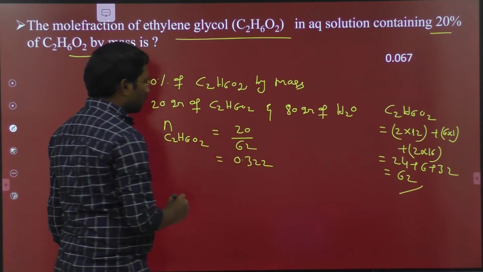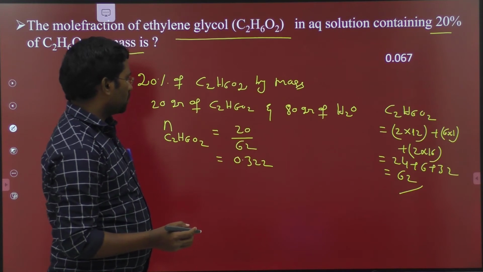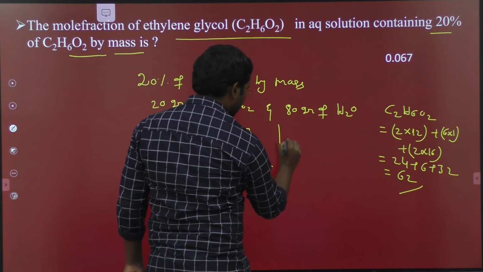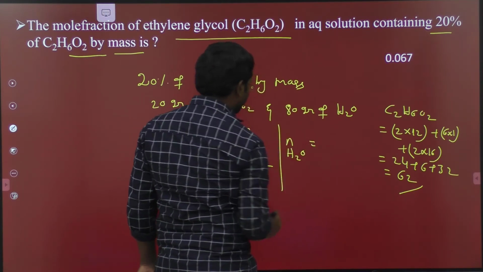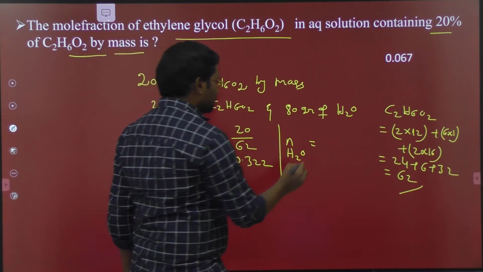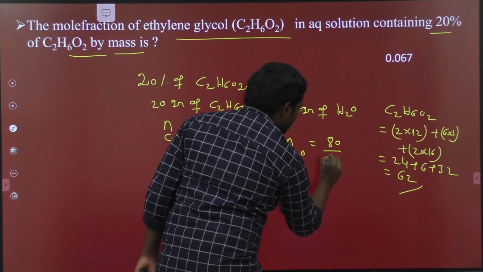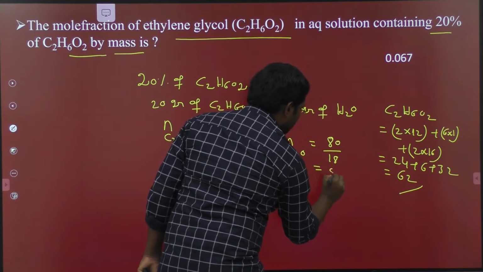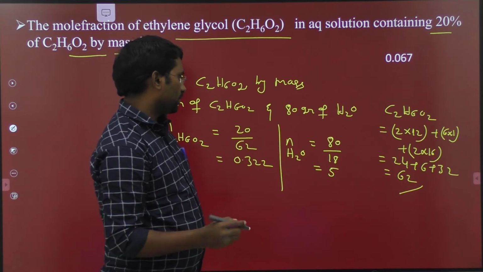So the number of moles of ethylene glycol is equal to 0.322. Then we have to calculate the number of moles of water. The number of moles of water is equal to weight by gram molecular weight. What is the weight of water? 80 grams. 80 grams by the molecular weight of water, which we know very well, is 18. So 80 by 18 means 5 times: 18 times 5 is 90... 5 times 8 is 40, 80.